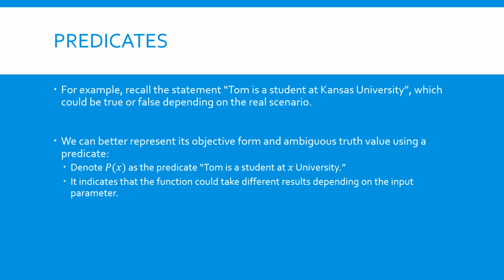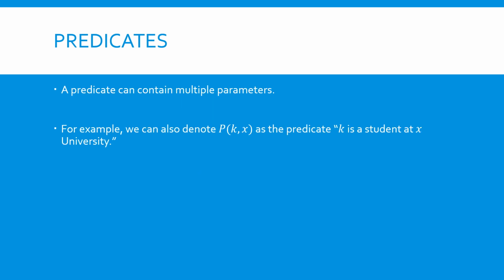This representation thus makes it clear that the truth values of some statement forms depend on the ever-changing reality, and the truth value cannot always be viewed as a constant. Note that a predicate can take multiple parameters. For example, for the same statement, Tom is a student at Kansas University, we can also identify the statement form: someone is a student at some university. In this case, we can define the predicate P(K, X) to mean K is a student at X university. In short, a predicate can take an arbitrary number of parameters.